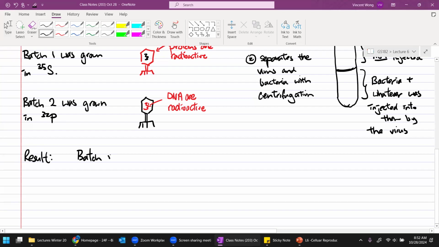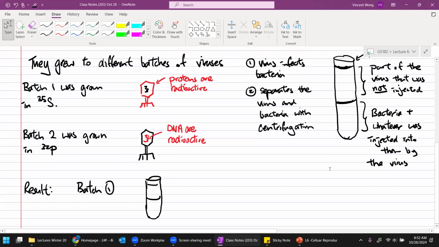Batch 1. Okay, so look at this. Batch 1 is the viruses that have the protein that's being labeled. They use batch 1 to infect the bacteria. They spin it down. They separate it with centrifugation. So do you expect the radioactivity to be at the top or at the bottom? Let's think about everything that you know from batch 1. Do you expect it to be number 1 at the top or number 2 at the bottom? Show me what you think.